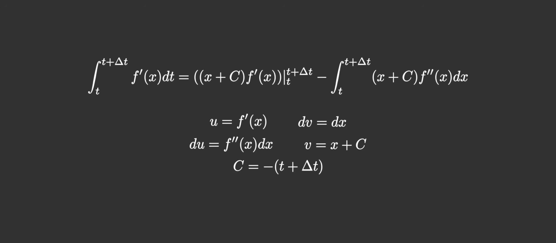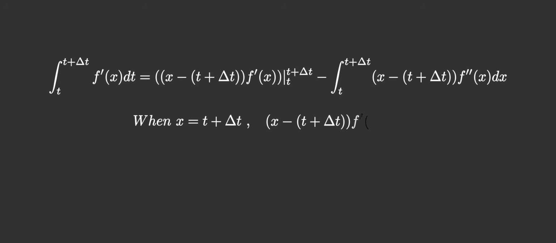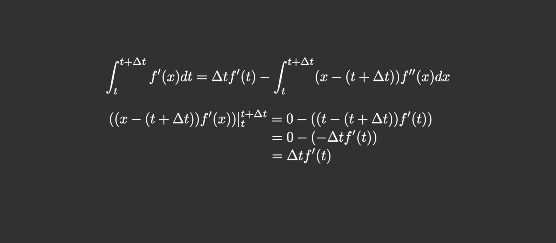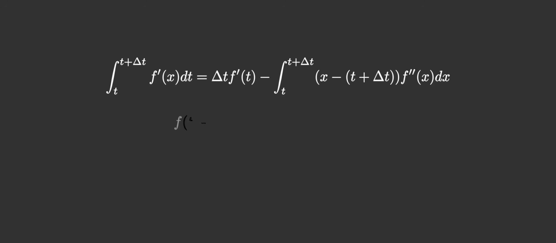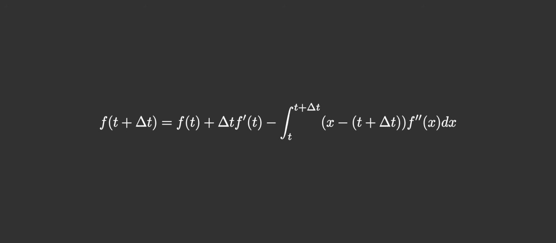We can choose whatever constant we want here. A wise choice could be negative t plus delta t. This is because when x equals t plus delta t, the term in the middle will equal 0. Then we can simplify this whole bunch of expression to just delta t times f prime t. With the expanded version of the integral part, we can rewrite the original equation.